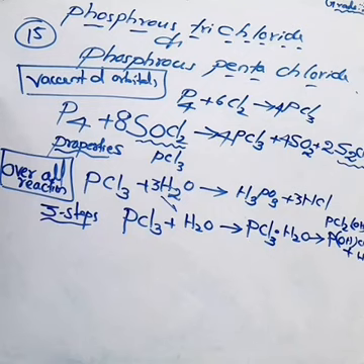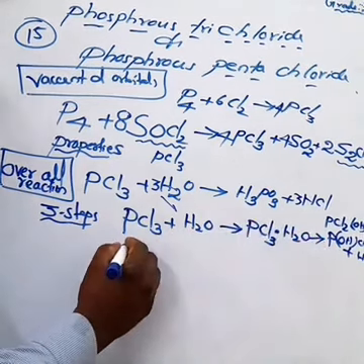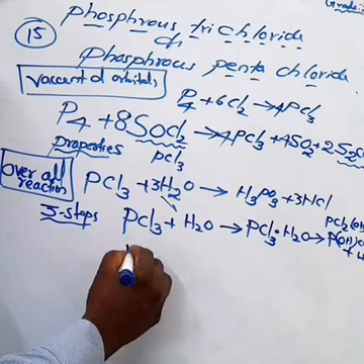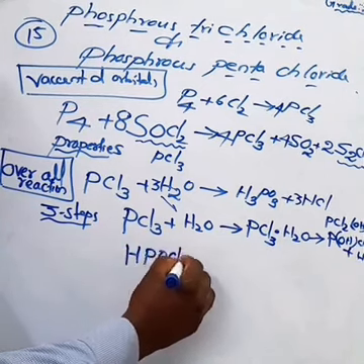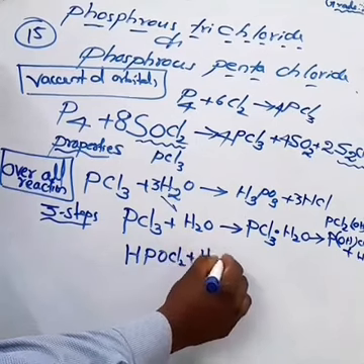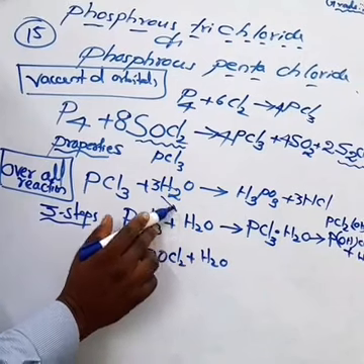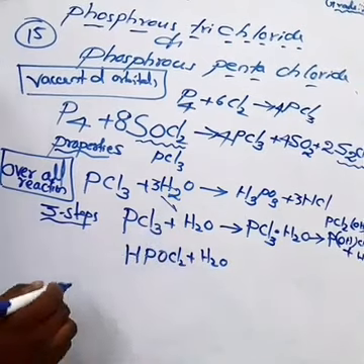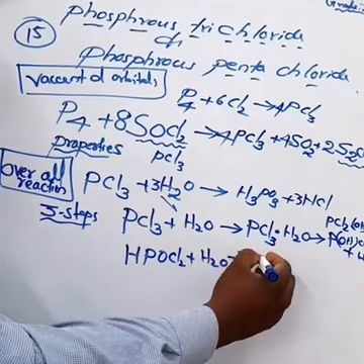Next, this product reacts with water, again a second water molecule. That means in the overall equation we have 3 water molecules. One water molecule reacts with the PCl3. The second water molecule again reacts with the phosphoryl chloride. So we get another phosphorus compound.